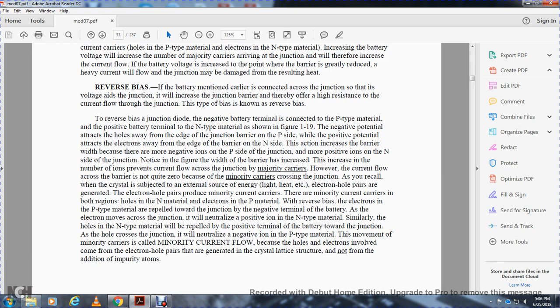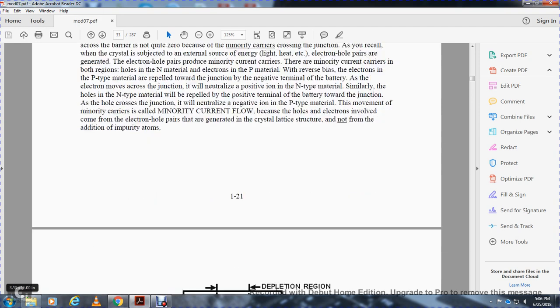Similarly, holes in the N-type material are repelled by the positive terminal toward the junction. As the holes cross the junction, they neutralize negative ions in the P-type material. This movement is called minority current flow because of the holes and electrons involved, which come from electron-hole pairs generated within the crystal lattice structure, not from the addition of impurity atoms.